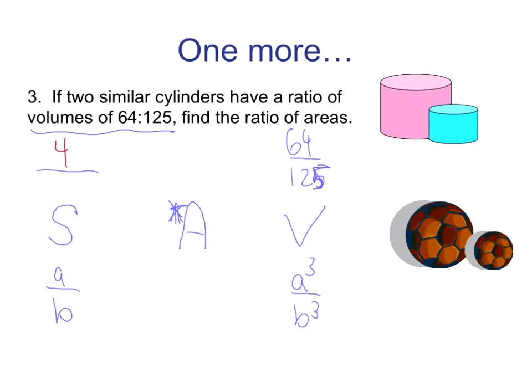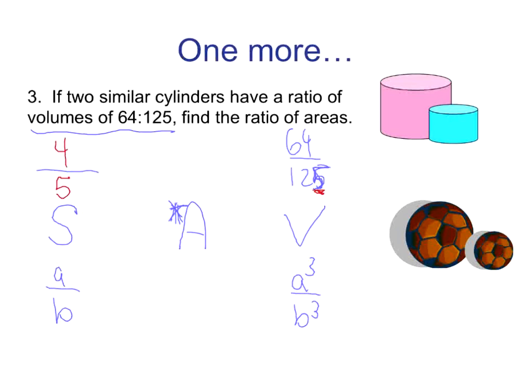And then on the bottom, there's a 125. So, it ends in a 5. That should be a clue about what kind of number it could be. What times what times what would be 125? 5. Good job.